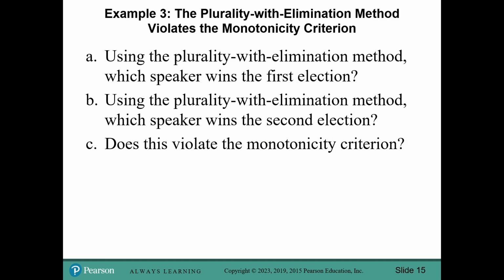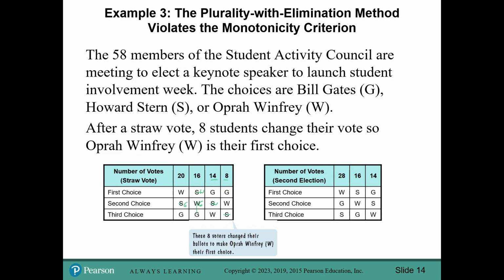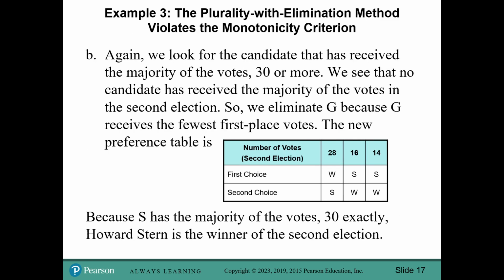Now in the second election here, I'm going to go back to this slide. In the second election, W now receives 28 first place votes after this re-election, while S receives 16 and G receives 14. So clearly G has the fewest, so we're going to eliminate G overall. And then we're going to adjust our tables accordingly. So all we're going to do is S and W there. And our new table is right over here.